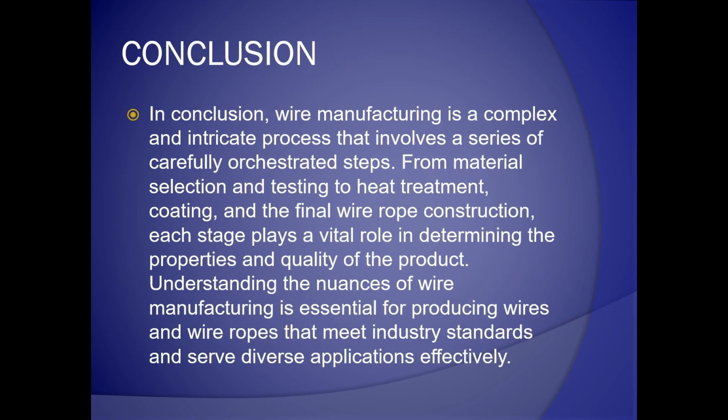Conclusion. In conclusion, wire manufacturing is a complex and intricate process that involves a series of carefully orchestrated steps. From material selection and testing to heat treatment, coating, and the final wire rope construction, each stage plays a vital role in determining the properties and quality of the end product. Understanding the nuances of wire manufacturing is essential for producing wires and wire ropes that meet industry standards and serve diverse applications effectively.